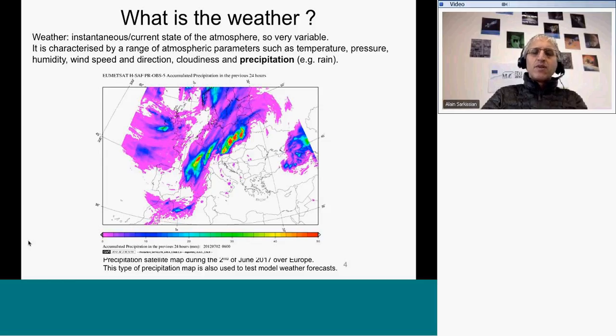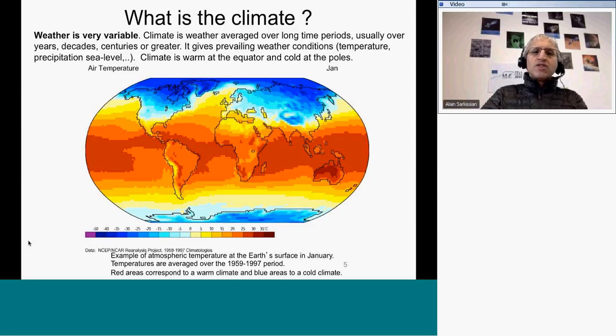This is another satellite map, of precipitation, and I will show you the difference with climate. In fact, climate is simply a sort of average, the average weather. It's about a long period of time. So it means that the climate changes very slowly, because it's a time average of the weather. So this is just an example of a map of what we call a climate. This is the temperature at the surface, and what you see is that in red it's very warm, and in blue it's very cold. Blue means the polar regions.